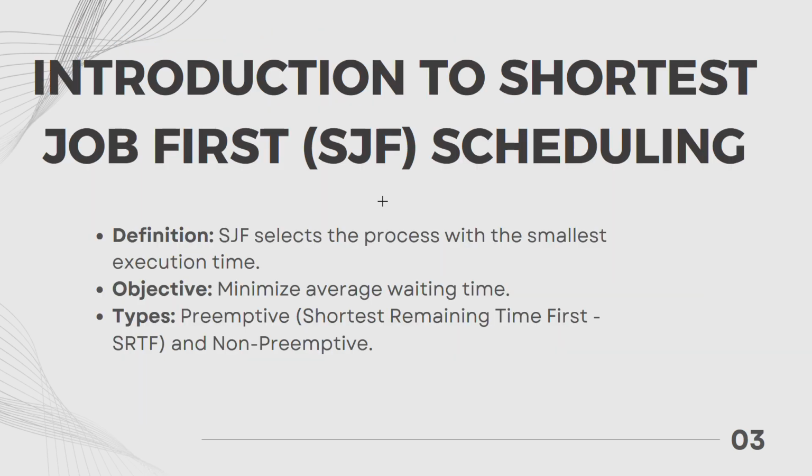So let's look at the shortest job first CPU scheduling algorithm. As the name suggests, shortest job first selects the process with the smallest execution time or burst time. The objective is to minimize average waiting time. It has two types, non-preemptive and preemptive. Preemptive is also known as shortest remaining time first.